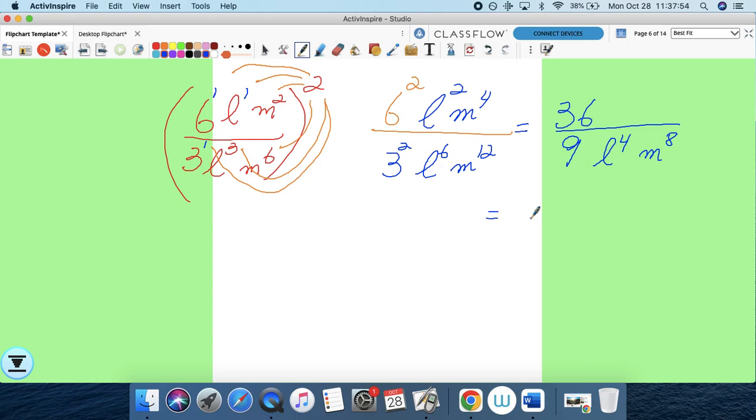We can take this one further step. The L's we're done with, the M's we're done with, but the 36 over 9, if you simplify that, what's 36 divided by 9? It's just 4, but that 4 goes in the numerator. So, a little cleaner, it's 4 on top, L to the 4th, M to the 8th. That's how easy that is.